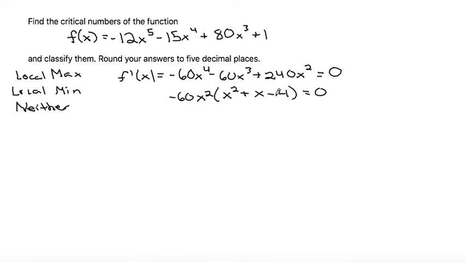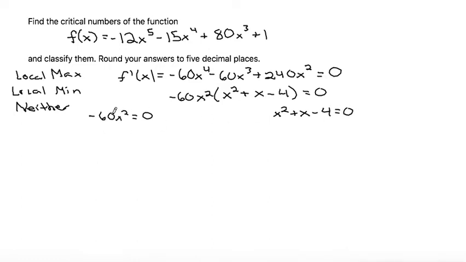So now we need to see if we can continue factoring. We're looking for two numbers that multiply to give us negative 4 and add to give us positive 1. And I don't think that there's anything that we can factor. So instead, let's use the quadratic formula. But first, we know that one of our solutions will come from negative 60x squared equal to 0. And then the other will be x squared plus x minus 4 is equal to 0.